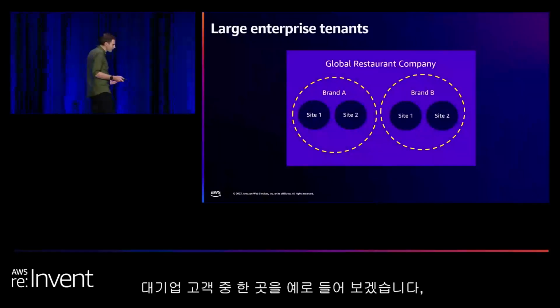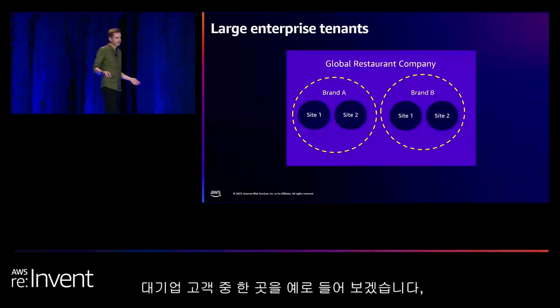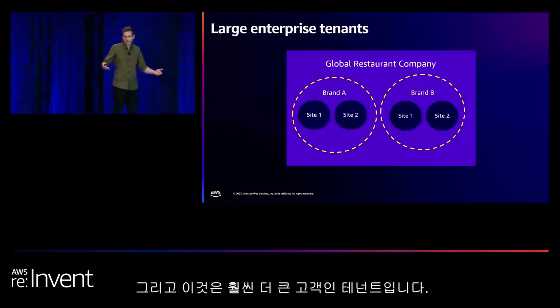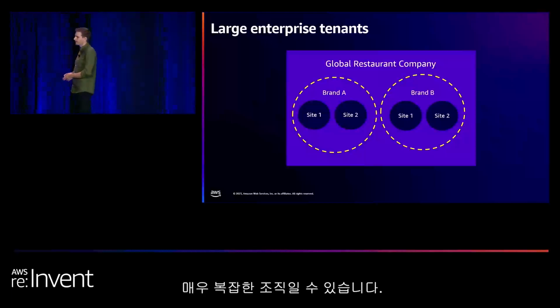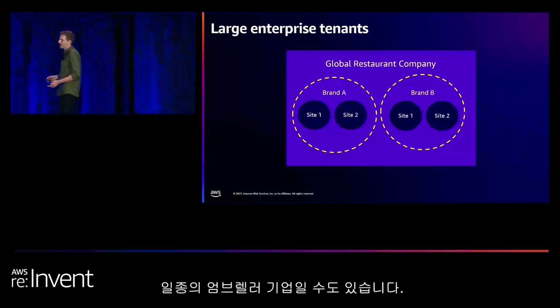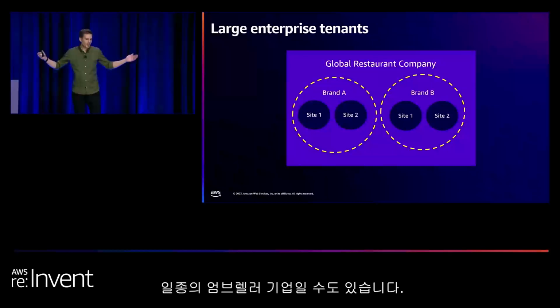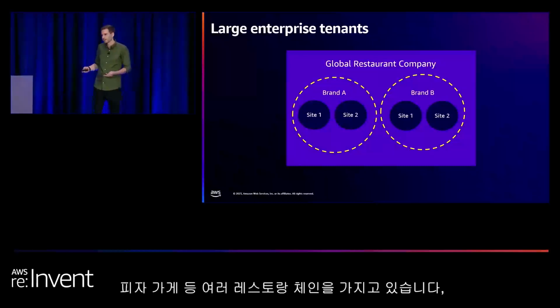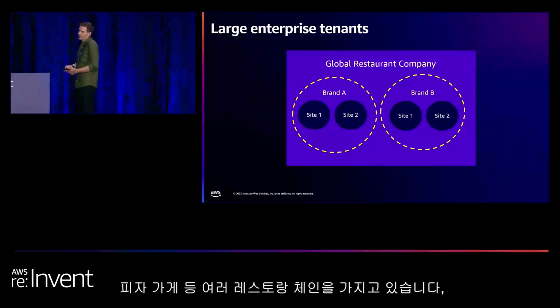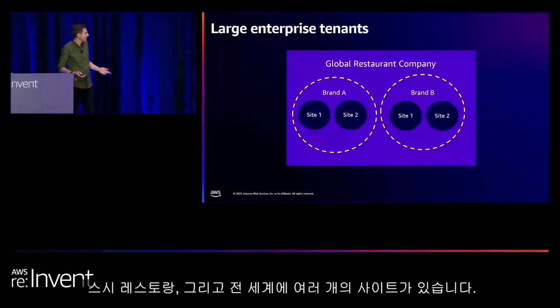If we were to look at one of our large enterprise customers, and this is a customer, a tenant who is much larger than Any Company, right? These could be very complex organizations. It could be that it's kind of an umbrella company that's acquired multiple sub-organizations. There's multiple restaurant chains, maybe a pizza restaurant, a sushi restaurant, and multiple sites around the world.